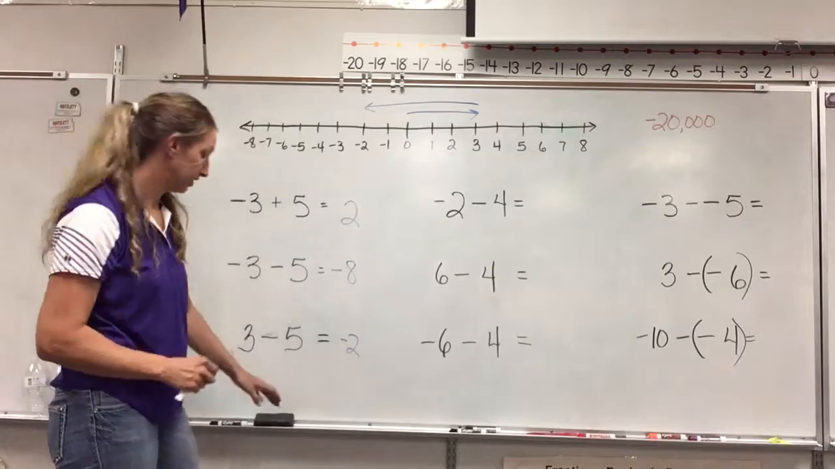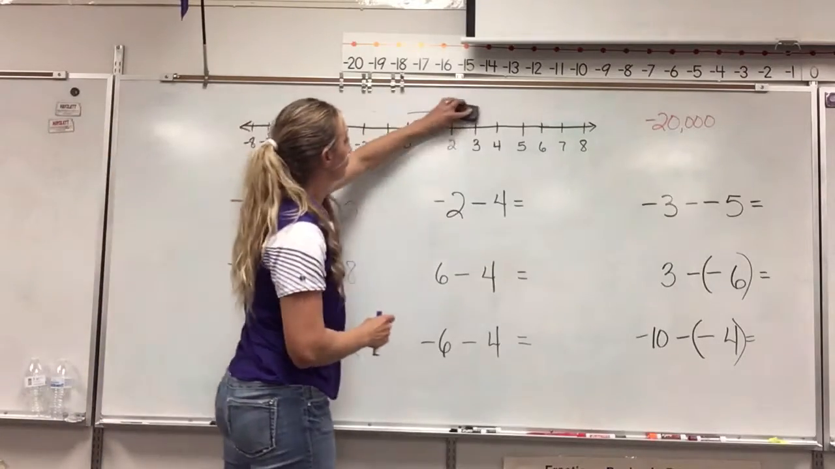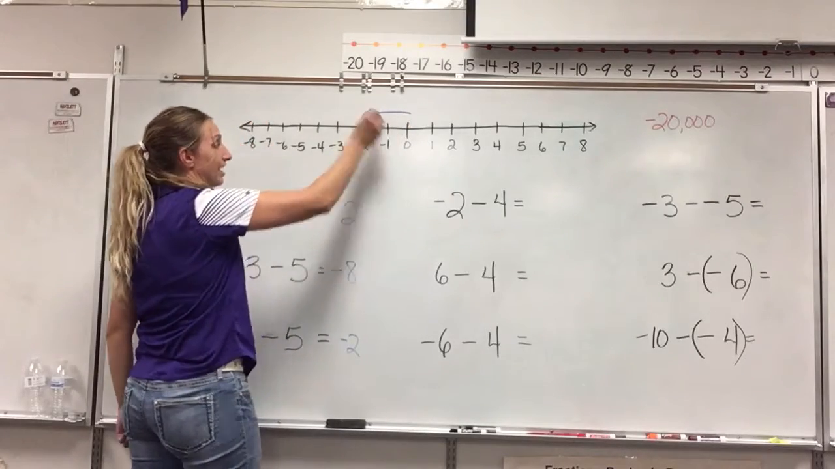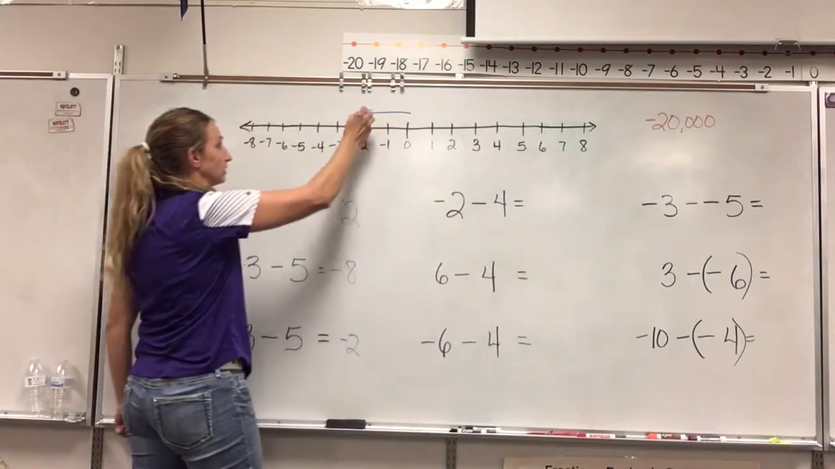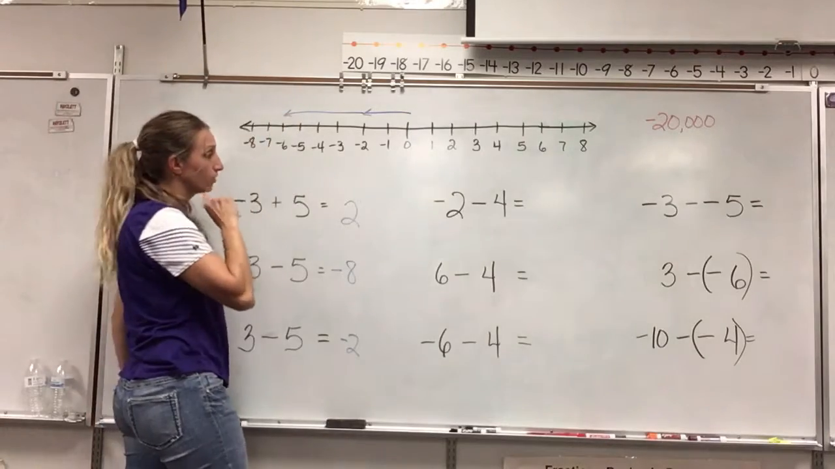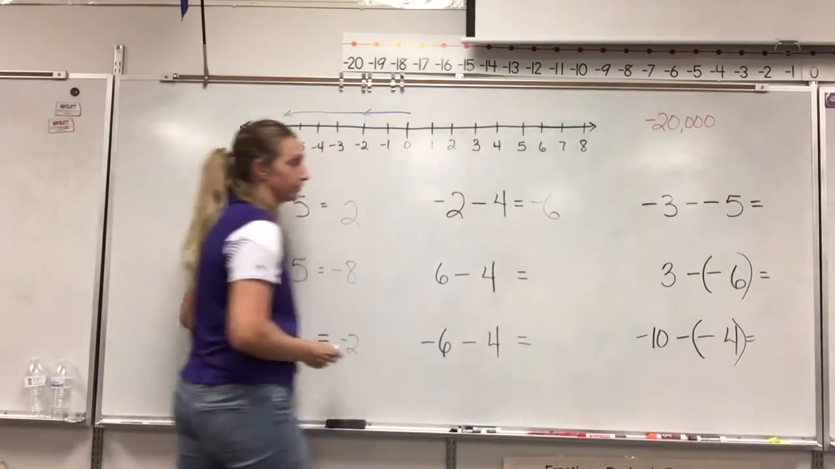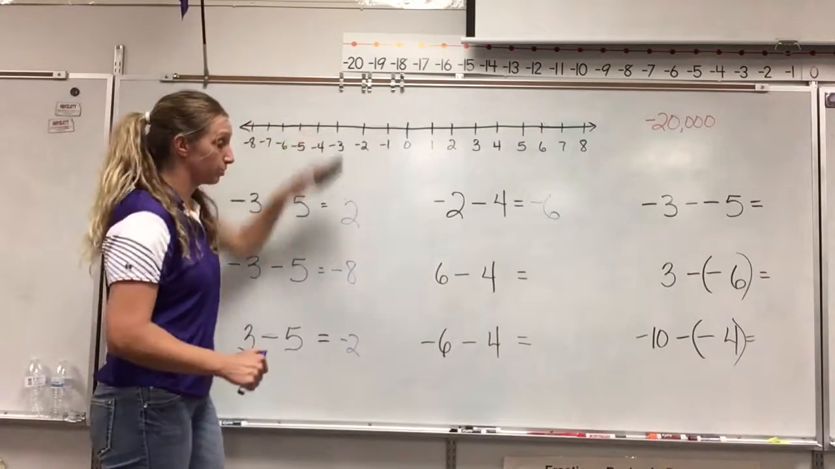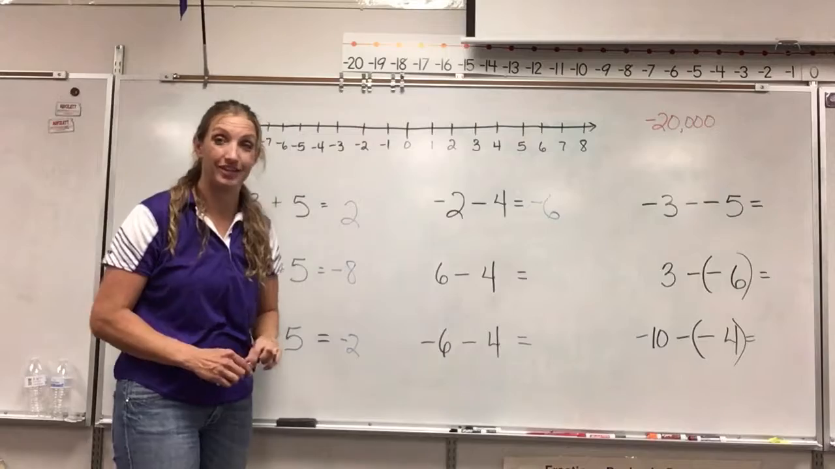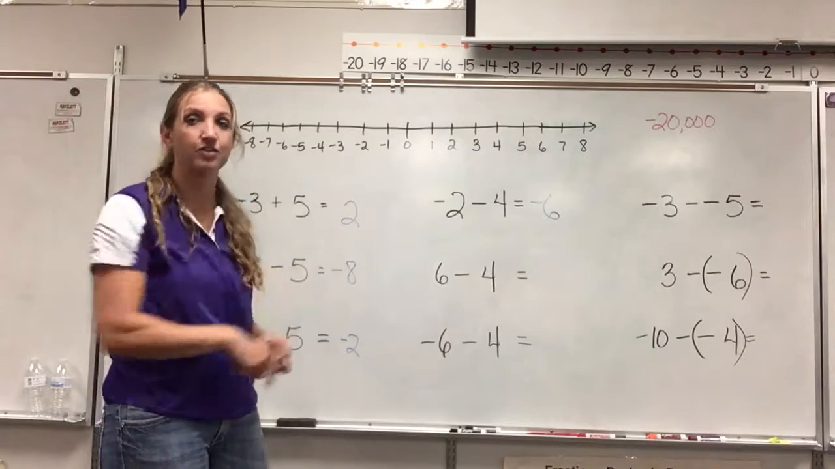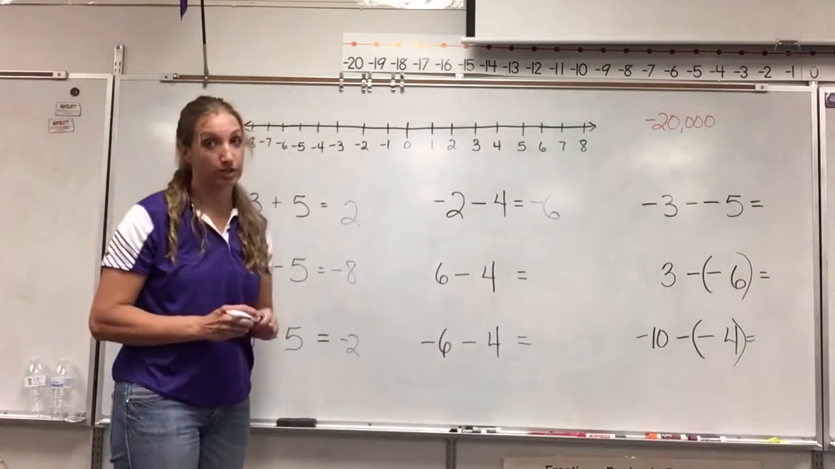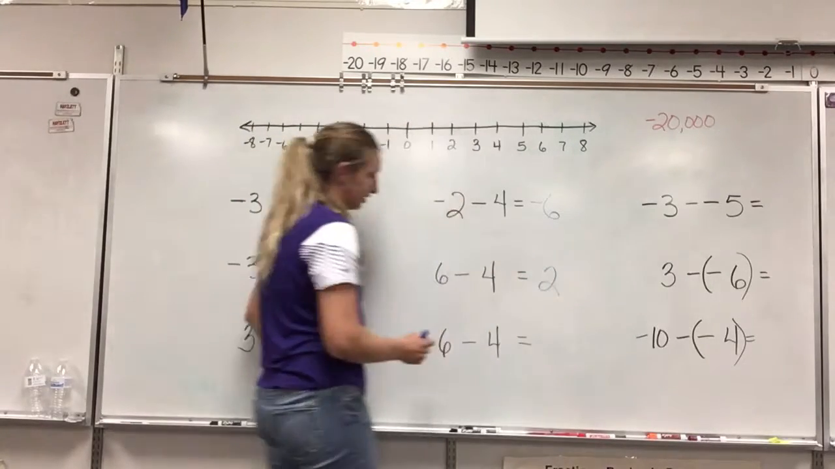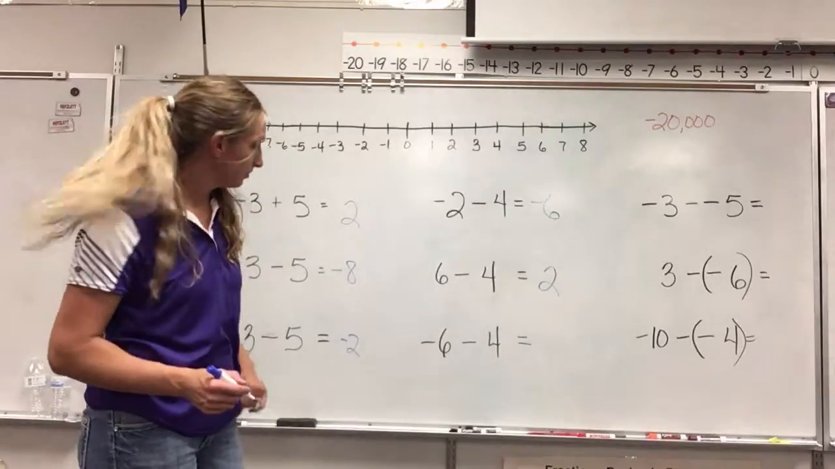Okay, let's try a few more. Negative 2 take away 4. So I'm already in the hole $2. And I lost $4 more. So now I'm in the hole $6. 6 take away 4. Now this is a problem that you've been doing since 2nd and 3rd grade, so don't let all these other negative problems confuse you. 6 minus 4 is still 2, just like it's always been since 2nd grade. Sometimes we overthink the easy ones.